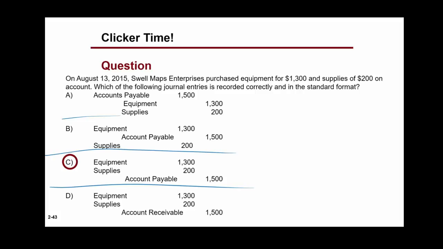Once again, every time you have something like that, you can do it in the same way. You write here, equipment increased by 1,300, supplies increased by 200, the company did not pay in cash, so their liabilities, accounts payable, also increased by the total, which is 1,500. When a liability increases, we credit. Assets, when they increase, we debit. So we know that we have to debit equipment and supplies, and we have to credit accounts payable.